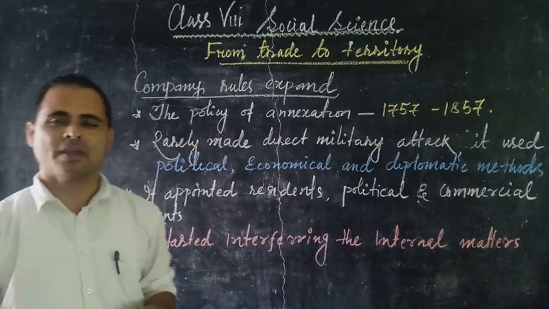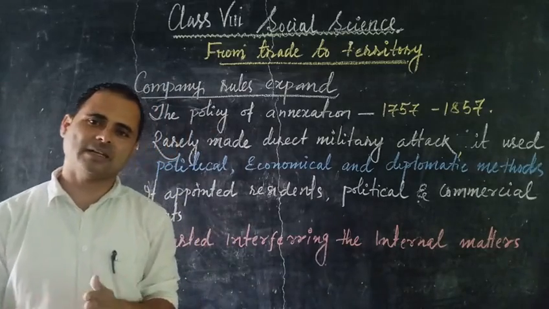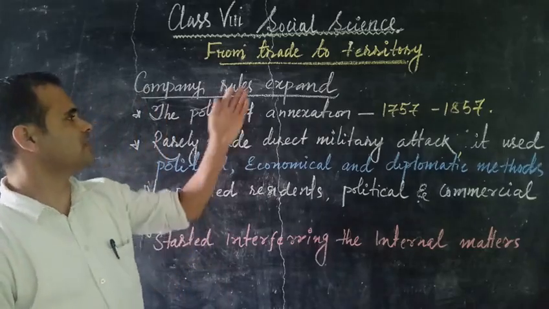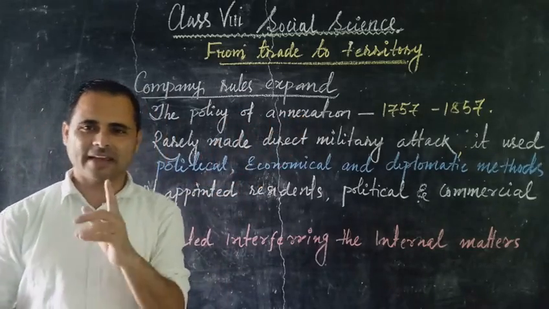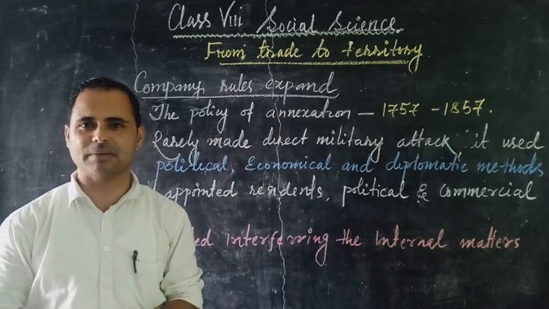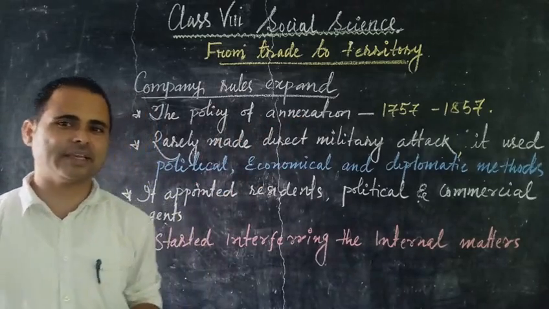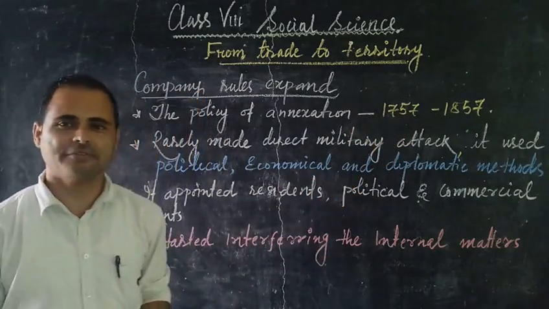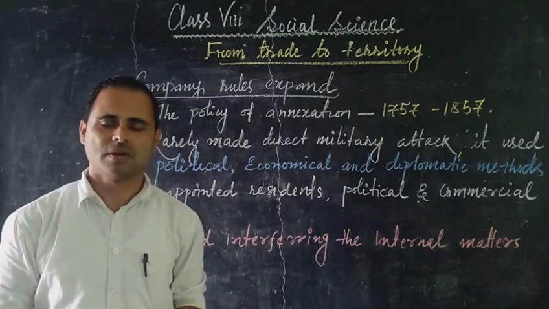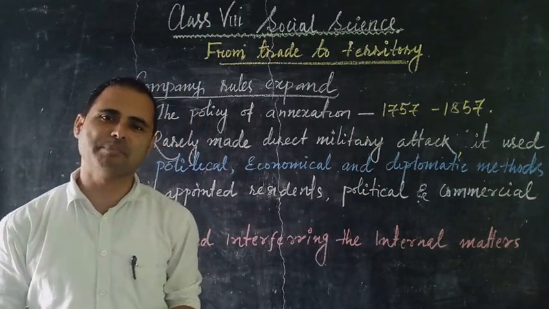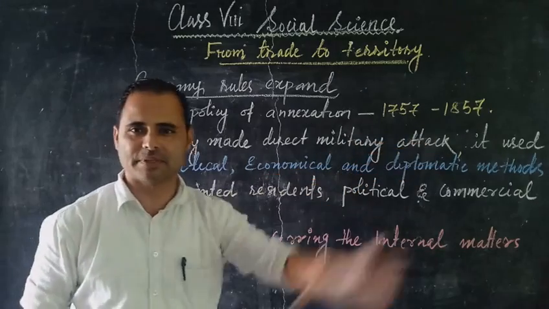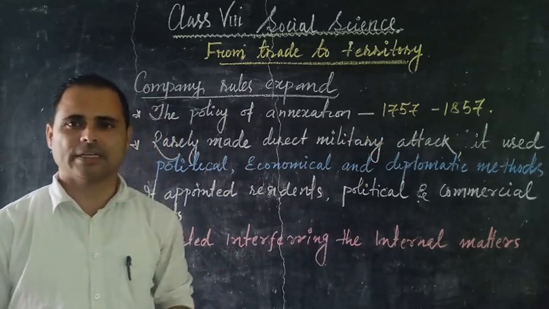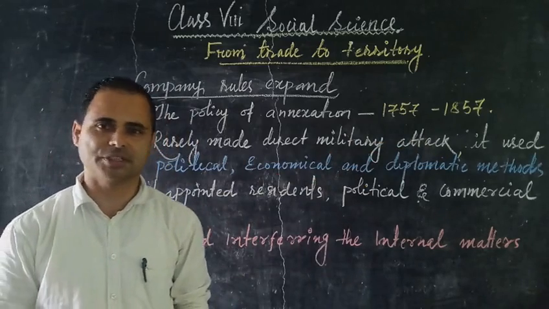Do you know, after the Battle of Plassey, the company started to follow the policy of annexation, and that policy of annexation of territory began in 1757 and continued till 1857. After that, almost all parts of the country the company had taken. Means after 1857, almost all parts of the country, the company had established its rule.